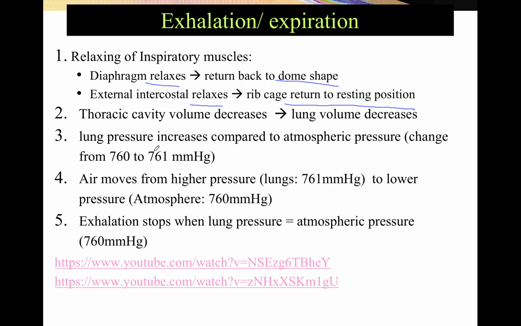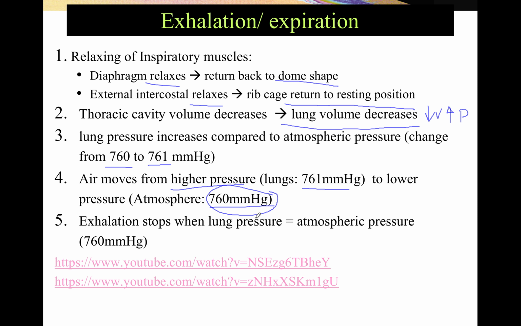Both of these changes cause the lung volume to decrease. And remember, a decrease in volume means an increase in pressure. So your original pressure is 760, but now you compress the lung, which means the pressure is going to build up to 761. Atmospheric pressure doesn't change, it's always 760, right? So air now has a higher pressure inside your lung compared to your atmosphere. So air moves from a higher pressure, 761, to a lower pressure, which is 760.